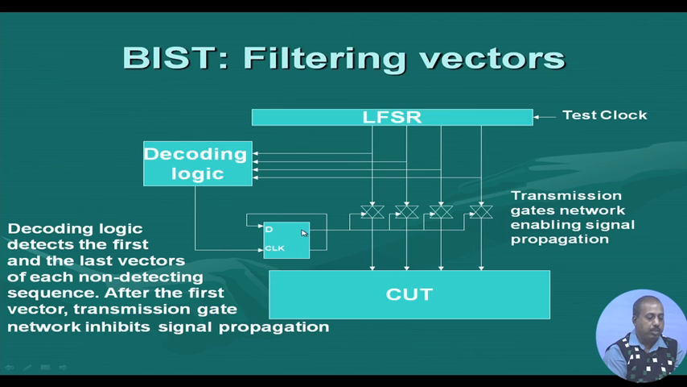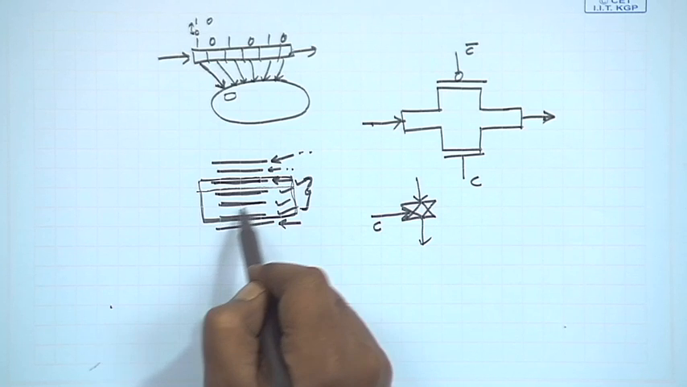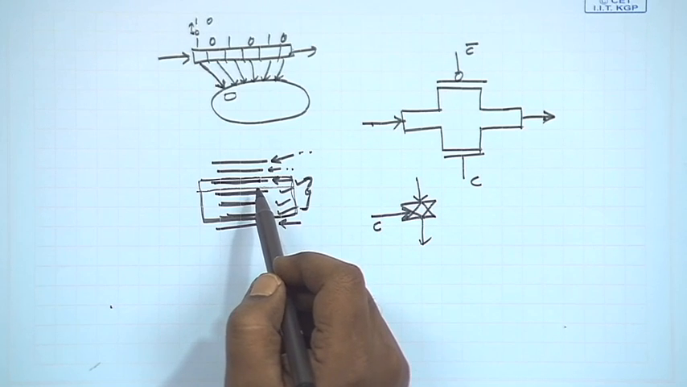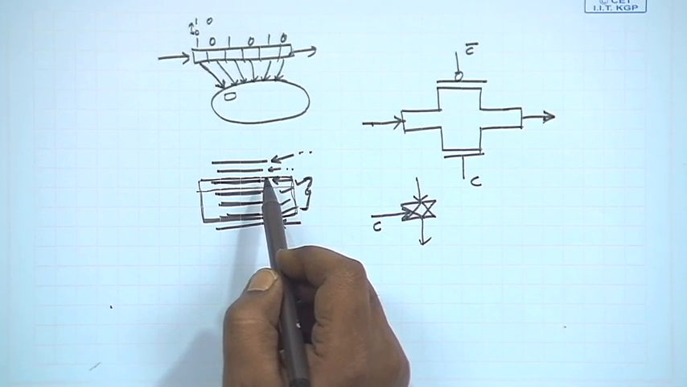Since this Q was equal to 1, Q bar was equal to 0. So, this 0 will be loaded into the flip flop. So, this output of the flip flop will become 0. As a result, this transmission gate network will get disabled. Okay. So, once this network gets disabled, the patterns that are coming will not be going to the circuit. So, the decoding logic, as we are looking into this example, from the second pattern onwards has made this transmission gate network inhibited.